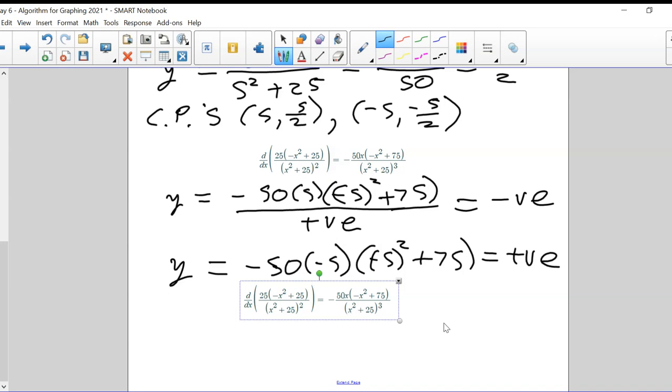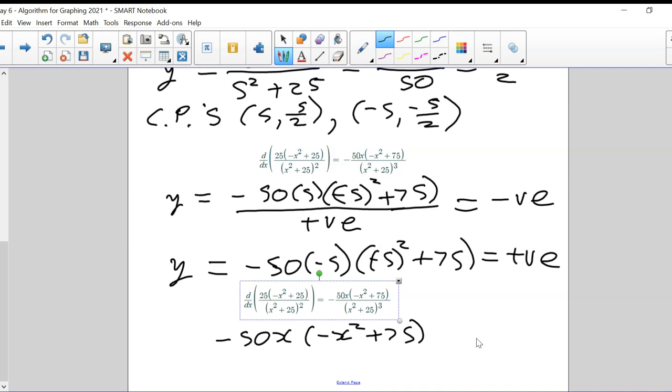Okay, very quickly, let's get to this second one. I need to set this equal to 0 to figure out my concave up, concave down sections. The top of this, let's just write it this way. Now remember, I'm looking for where this is equal to 0, so again, just focus on the top. It's minus 50x times minus x squared plus 75.